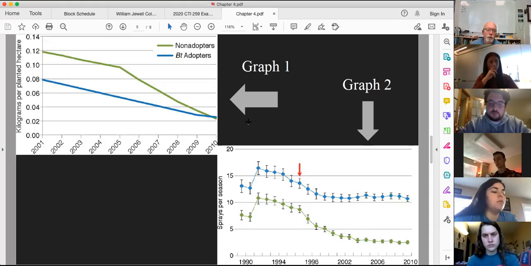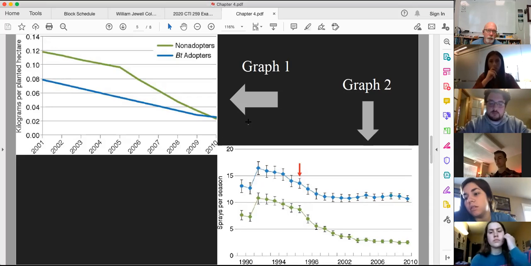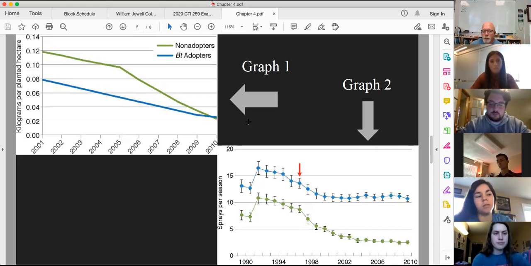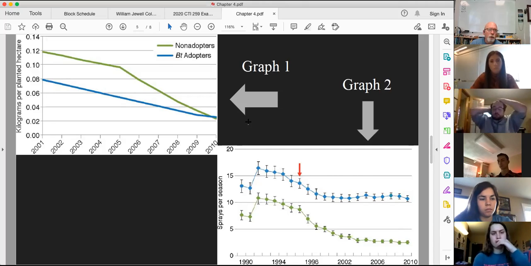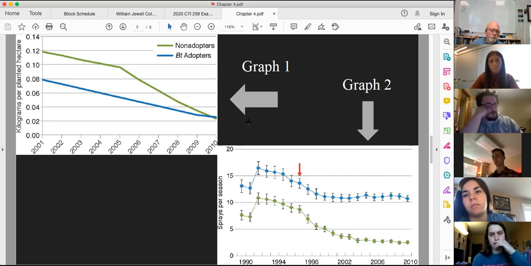This is the type of question that you don't need a PhD to ask. It wasn't really explained when it was presented as to why both of these lines would eventually decrease, and it's a good question to ask. Why? So BT makes the crop insect resistant, but why would a person not using BT crops also apply less pesticide? Give it to us, Mackenzie.